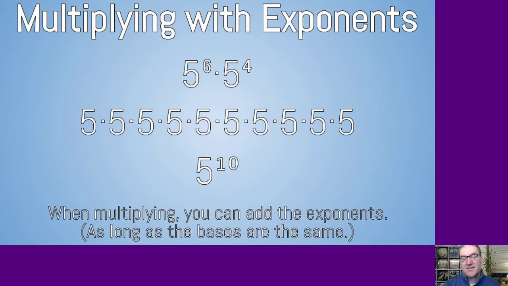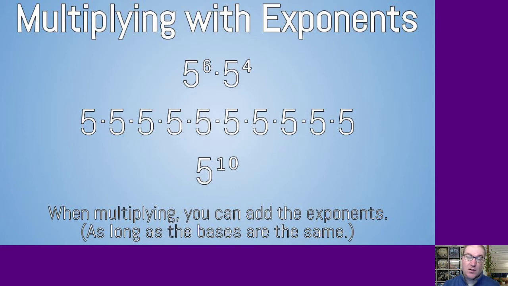So what I've done on the next line is I've broken down what 5 to the 6 and 5 to the 4th mean. 5 to the 6 means we have 5 times 5 times 5 times 5 times 5 times 5. We have 6 5s, right? And 5 to the 4th means 5 times 5 times 5 times 5. So when I write these two problems next to each other, I just see a bunch of 5s, right? How many 5s are there? Well, there's 10 5s. So this problem is really just like doing 5 to the 10th power.